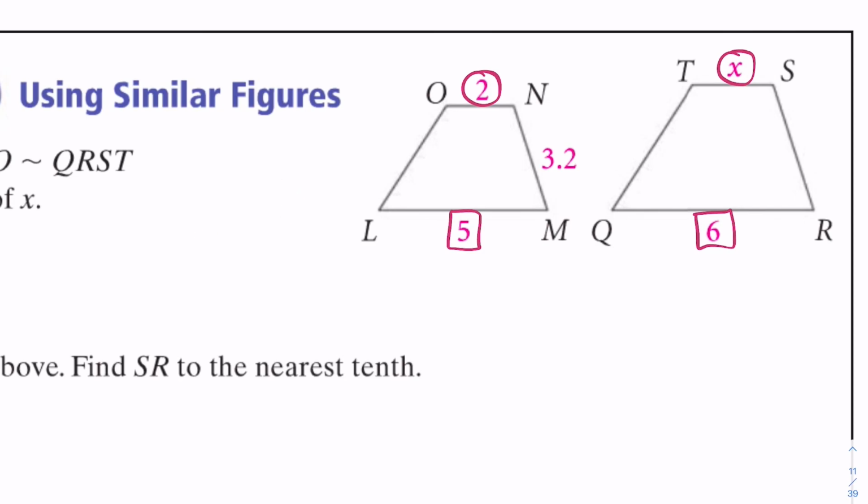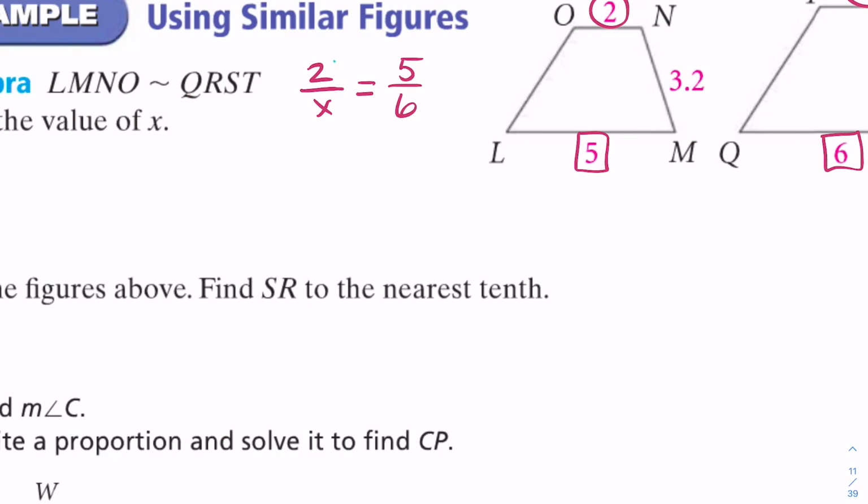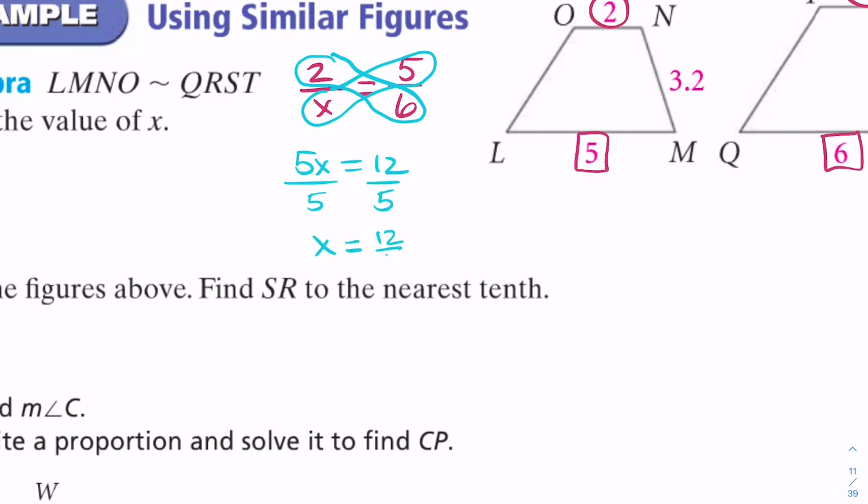So what I need to do is say 2 is to x, so left to right and left to right. So 5 is to 6. So I went left to right, and so when we do our cross products, we're going to get 5x equals 12. Divide both sides by 5. We get x equals 12 fifths.